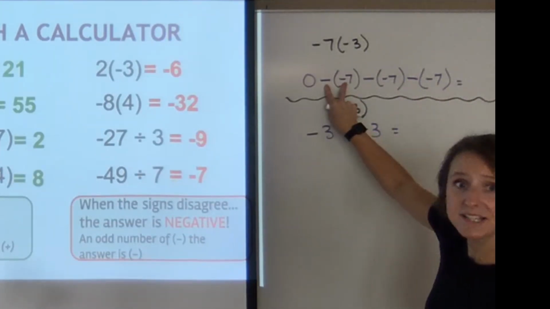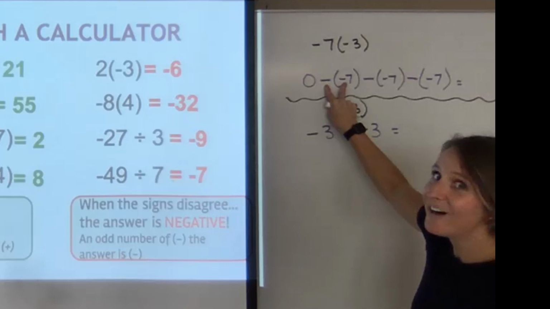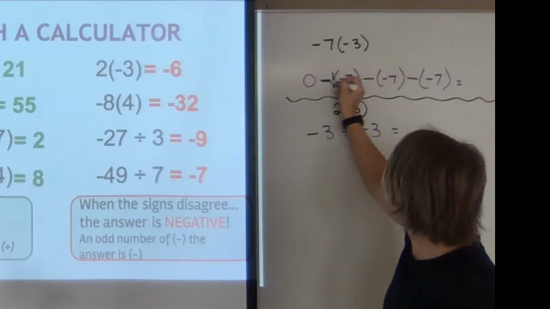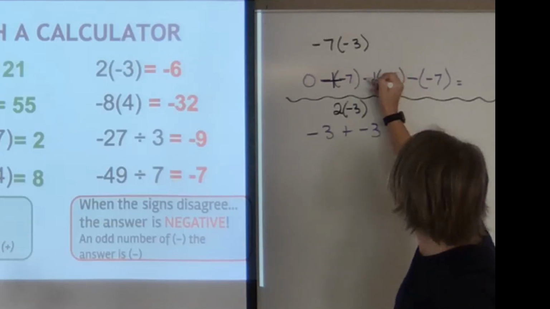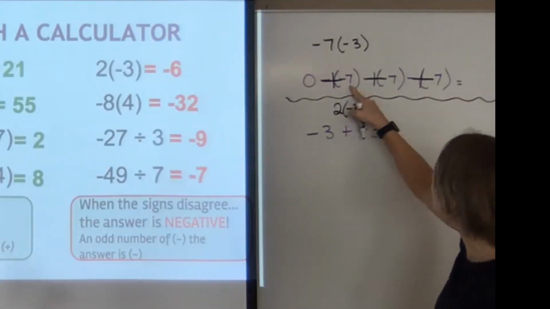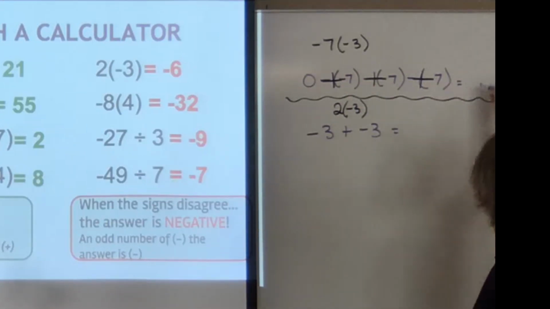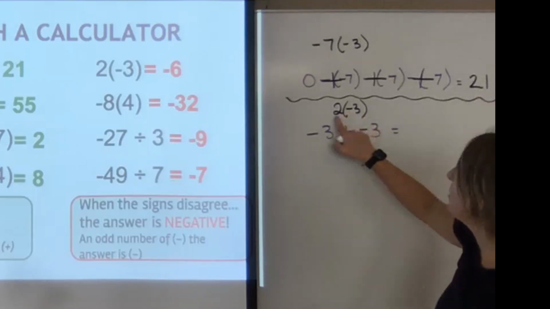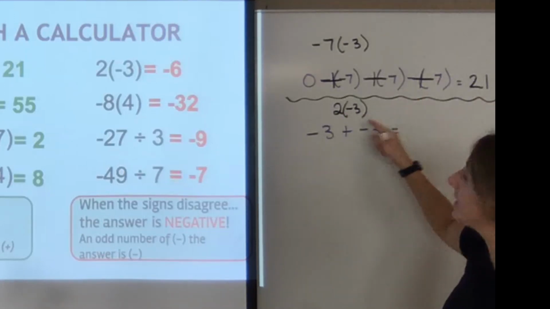When you have 2 minuses directly next to each other, what do they simplify to be? You're taking away the negative, so really this is plus. This is plus. Plus, what's 0 plus 7 plus 7 plus 7? Positive 21, right?